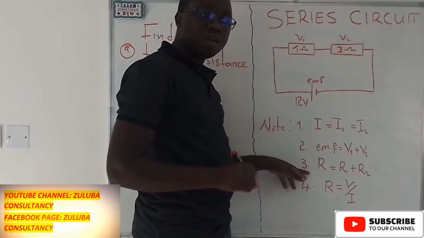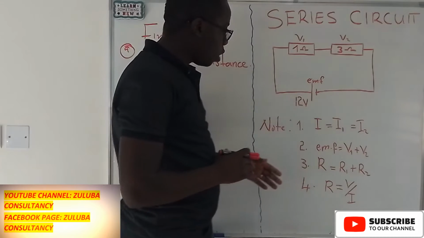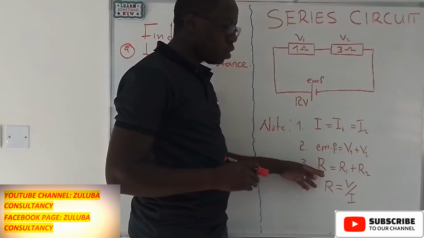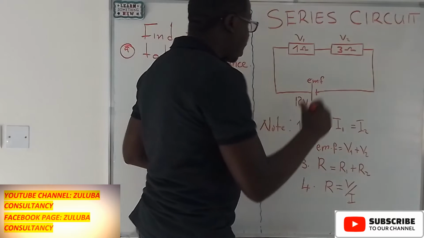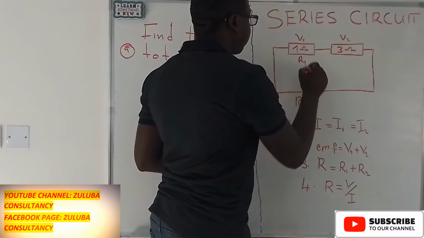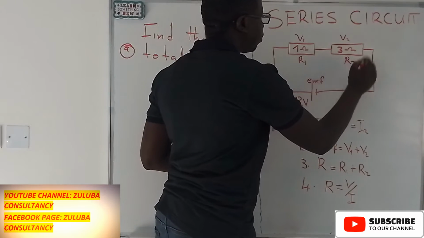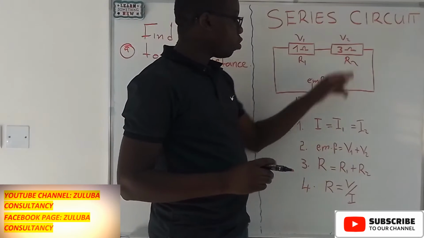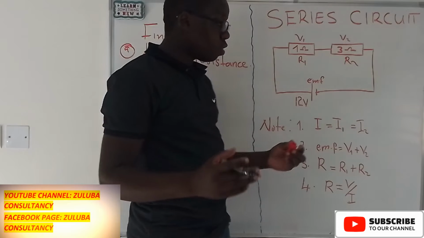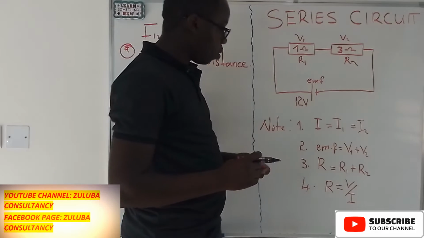The third point that you need to know is how to calculate the total resistance. The total resistance is given by the sum of R1 and R2. So when you have resistor 1 and resistor 2, you can find the total resistance in the series circuit.